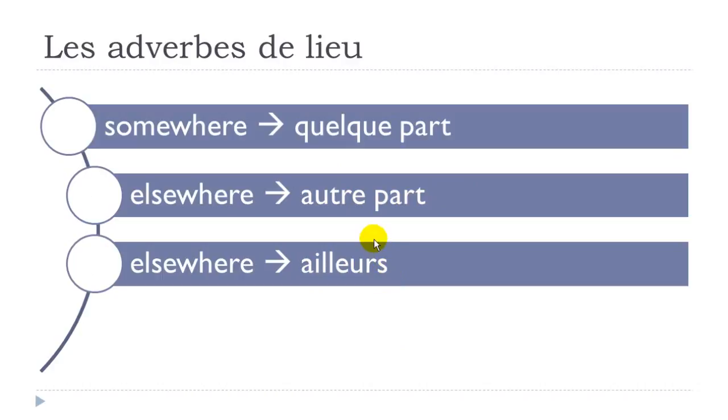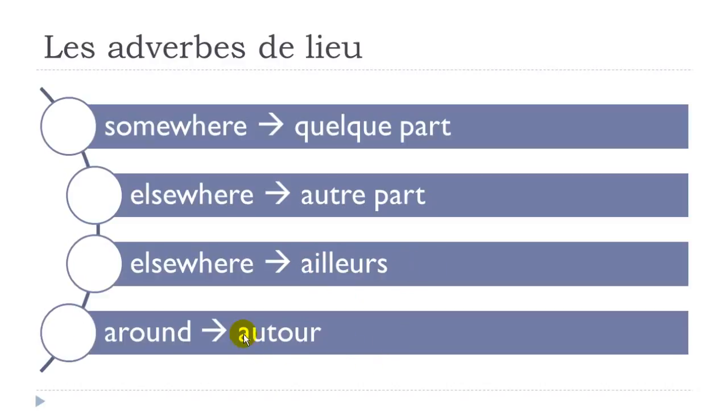Ailleurs. Look, final S not pronounced, and then you've got this y sound. Ailleurs. Okay, so sorry, I insist a little bit too much maybe, but still, let's read it normally now. Ailleurs. Autour. Okay, so repeat them one more time. Quelque part. Autre part, ailleurs, autour.